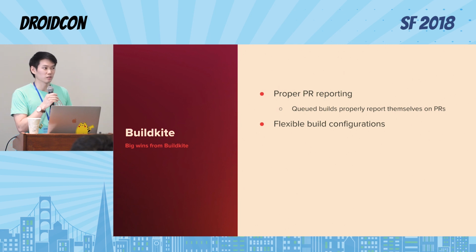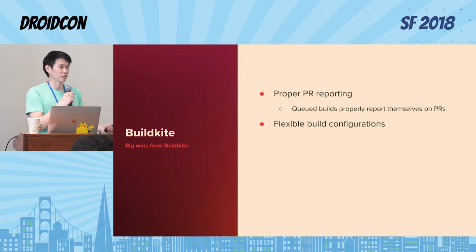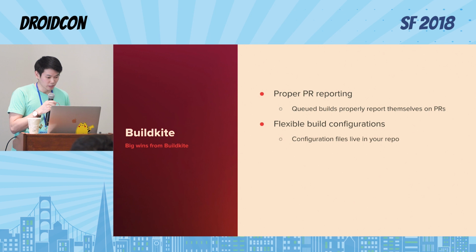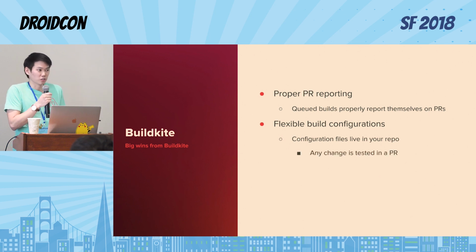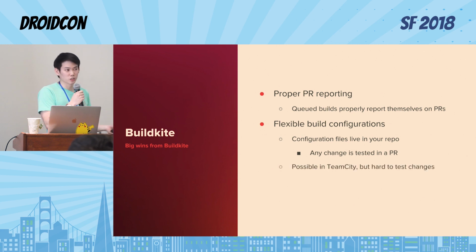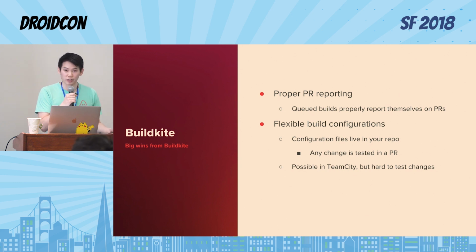And then the flexible build configuration. Buildkite allows you to write a configuration YAML file to have all the specifications you need. That was a lot easier for us to handle. You can code review everything because all of the configurations live in your repo, so it's a lot safer. Any change you made was actually tested in a PR, right? If you're changing that specific pipeline for that build, once you open a PR, it'll be tested, which is really nice. This probably was possible in TeamCity, but it was very hard to test changes if a lot of your logic lived in TeamCity rather than a configuration file somewhere.